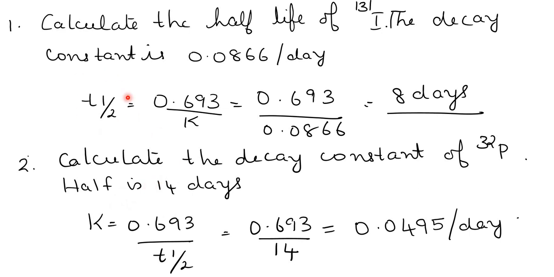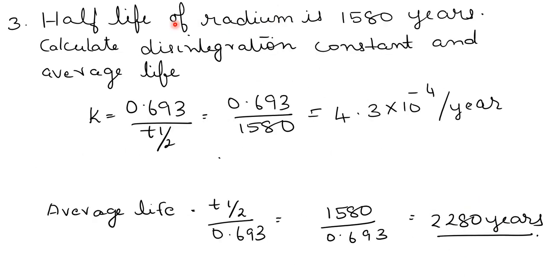Now, here we calculated half-life. Next, we can calculate what is K. So, calculate the decay constant of P32. They have given the half-life. Half-life is 14 days. So, K will be 0.693 by T half, 0.693 by 14, which is 0.0495 per day. Because they have given days, our unit will become per day.